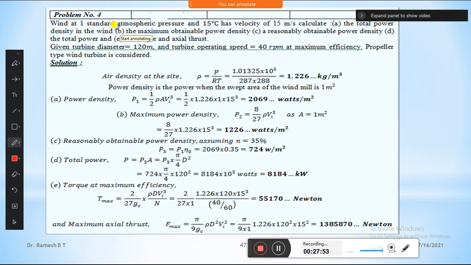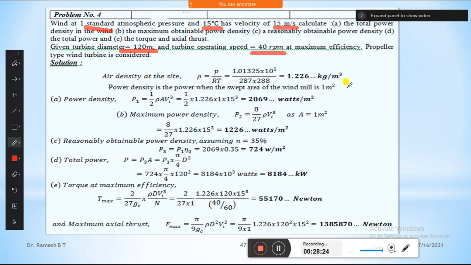Here, 1 standard atmospheric pressure is given, temperature is 15 degrees, velocity is 15, diameter is 120, and operating speed is 40 rpm. These are the input data. Using them, you have to find the total power density, maximum obtainable power, reasonable power, as well as total power, with torque and axial thrust. First, you have to write the given data on one side. Clear?